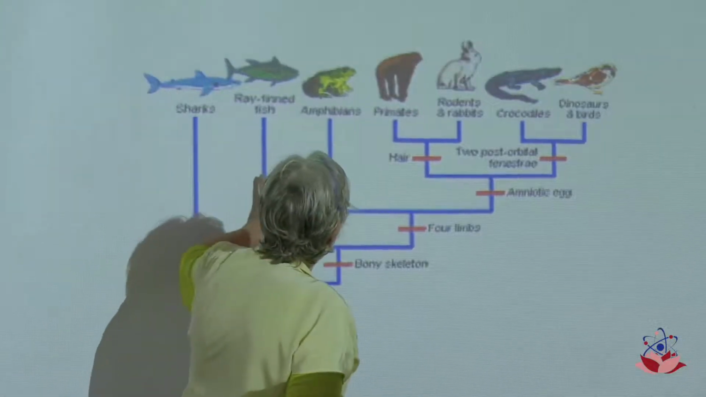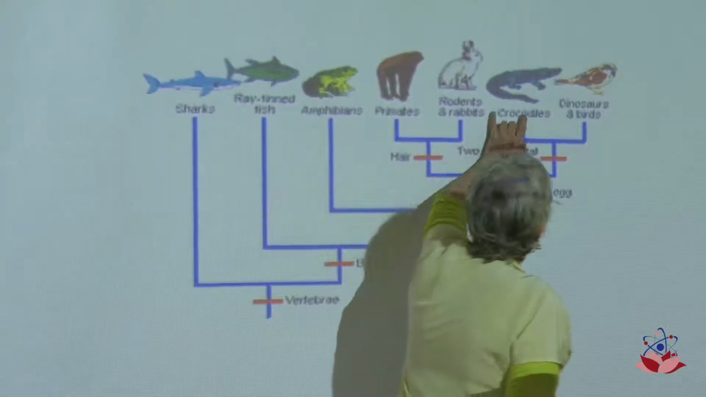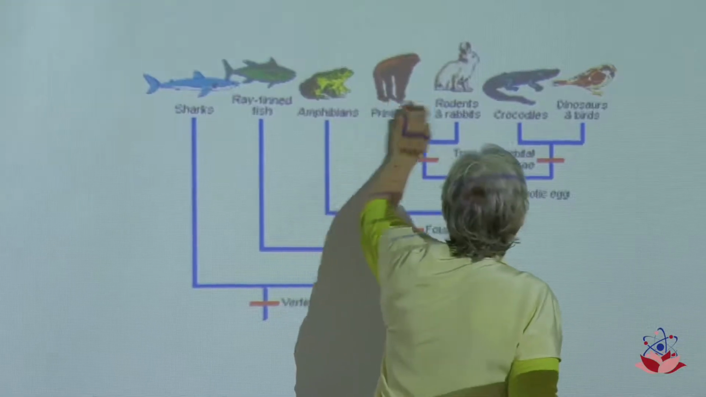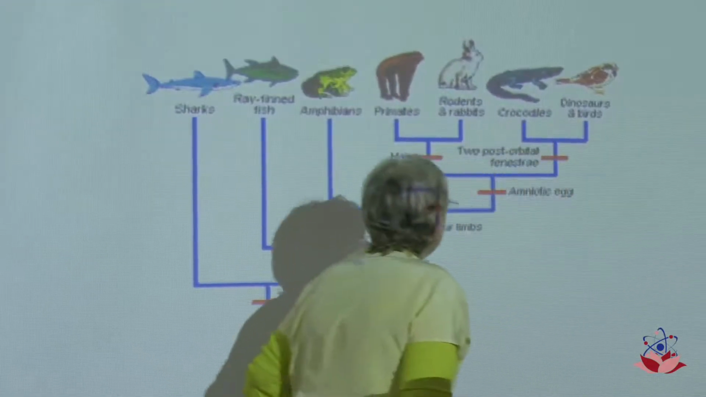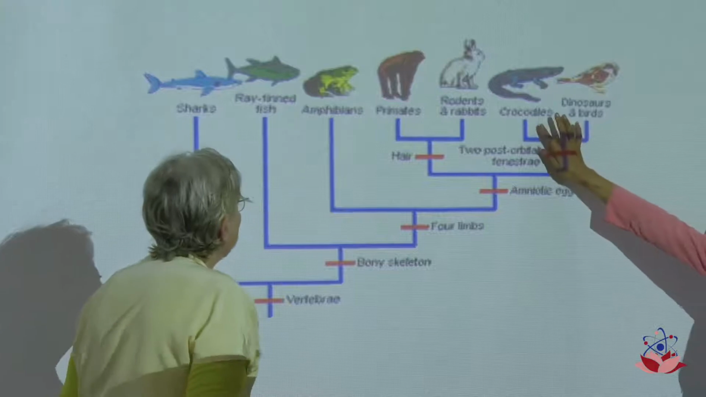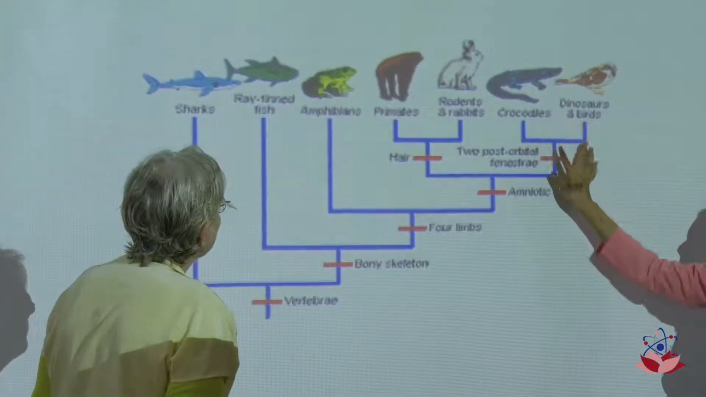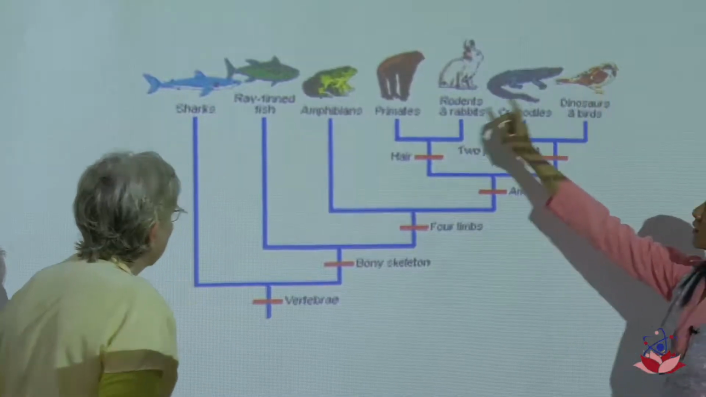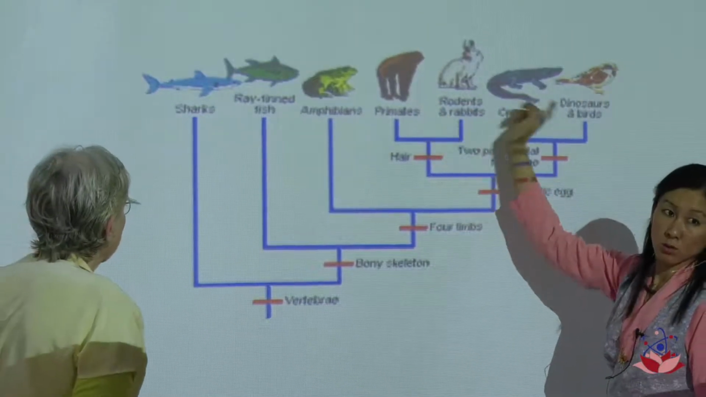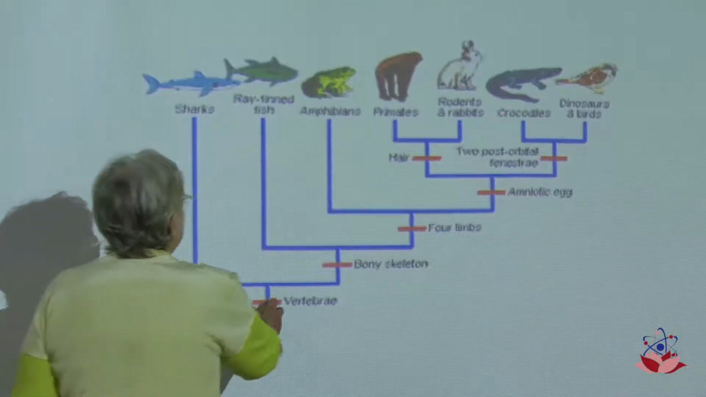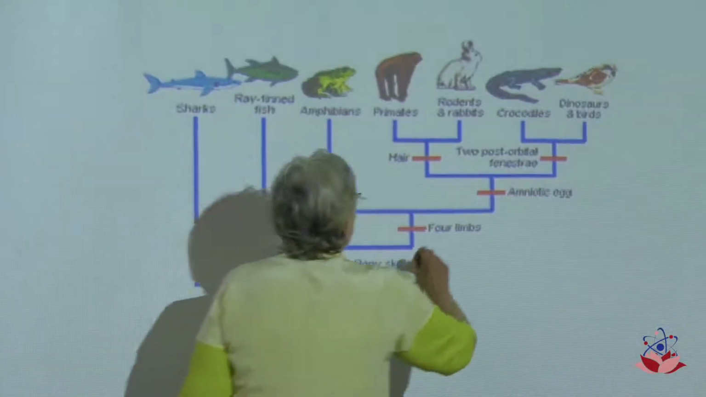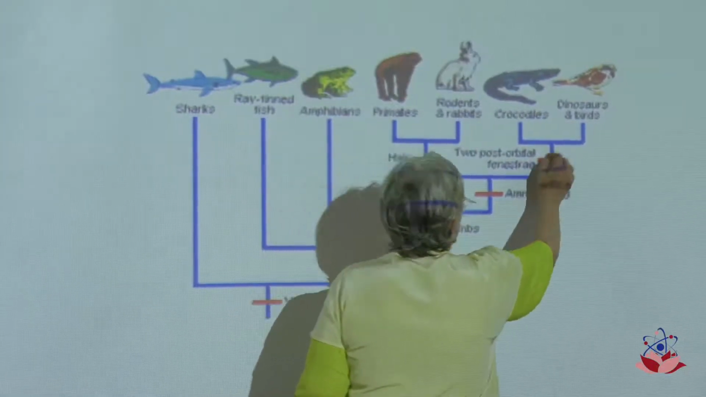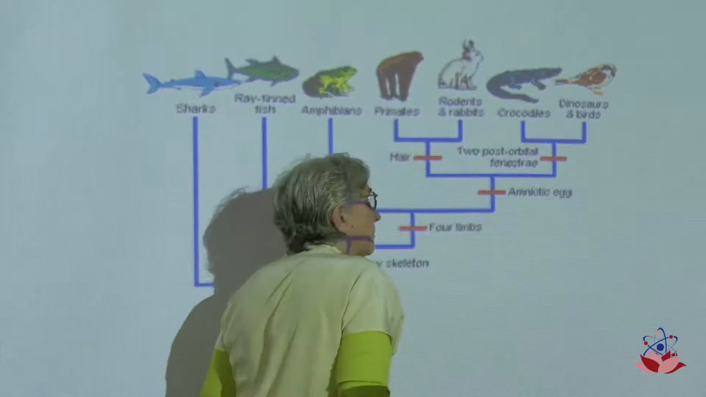These vertebrates had bones. These two, crocodiles and birds, are more closely related to a common ancestor than primates and birds. Something here was the common ancestor of all things. Something here was the common ancestor of just these two. Something here was the common ancestor of just these two.